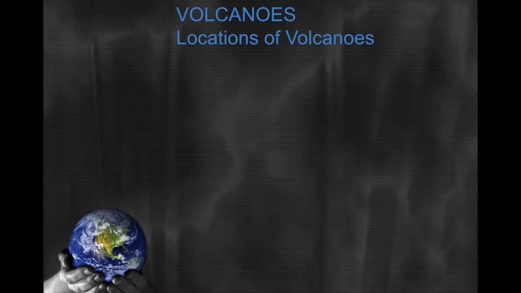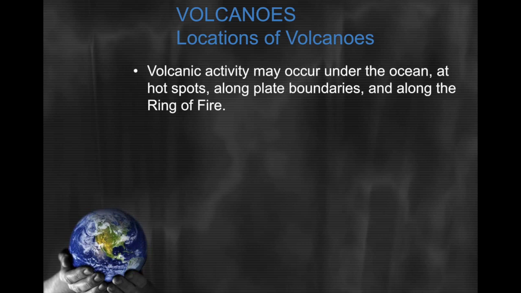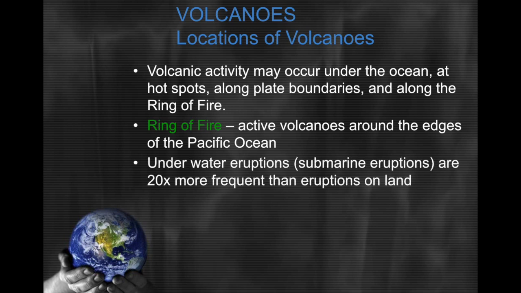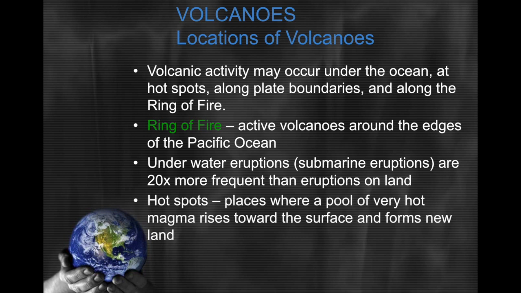So, locations of volcanoes. Volcanic activity may occur under the ocean, at hot spots, along plate boundaries, and along the Ring of Fire. The Ring of Fire are active volcanoes around the edges of the Pacific Ocean. Underwater eruptions, or as some people call them, submarine eruptions, are 20 times more frequent than eruptions on land. Hotspots are places where a pool of very hot magma rises toward the surface and forms new land, islands.